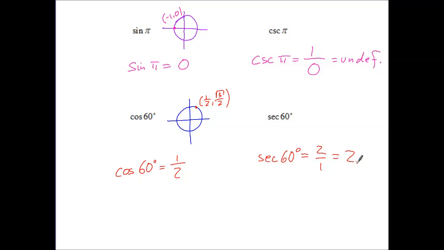Which is just simply 2. Next, we're supposed to find the tangent of negative 11 pi over 4. Wait a minute. Negative values for angles? We don't have any negative values for angles on our unit circle, so what are we going to do now?